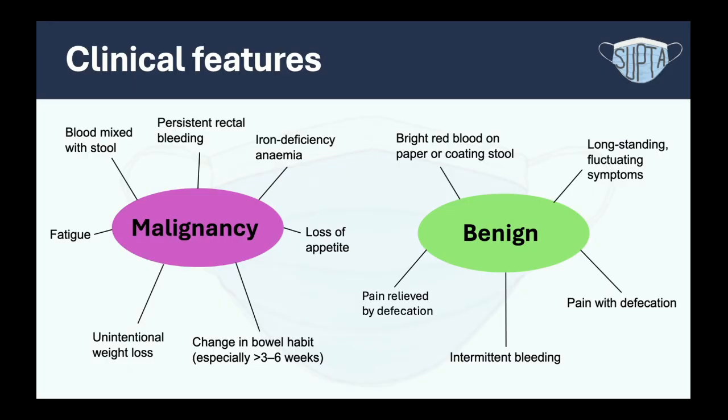Next, we have intermittent bleeding and pain relief by defecation. And this symptom is more typical of IBS, irritable bowel syndrome, where discomfort of the abdomen is often associated with bowel movements and is relieved by passing stool or gas.